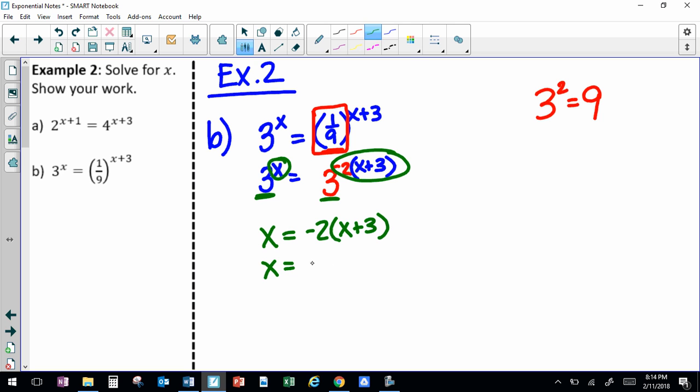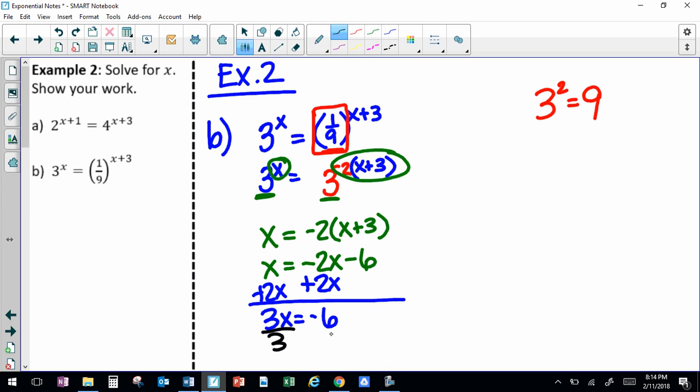You got to distribute first. And now, let's see, I'll add 2x over. So 3x equals negative 6. Divide by 3, x equals negative 2. Okay, so I'm just going to check back in the original.